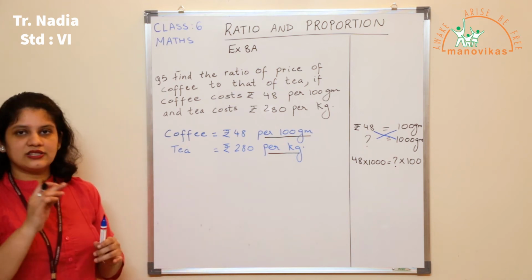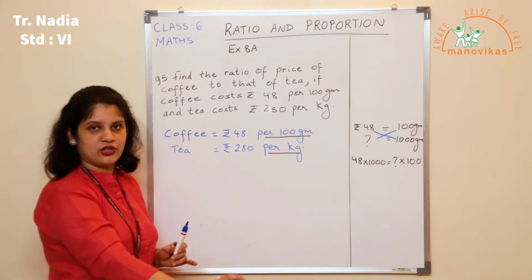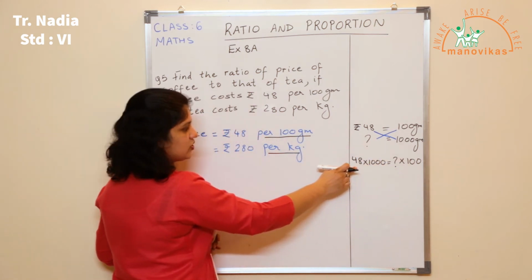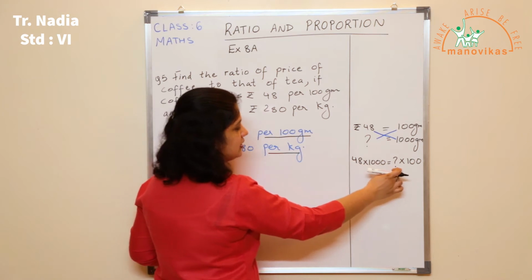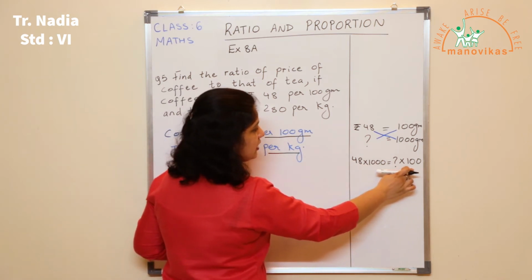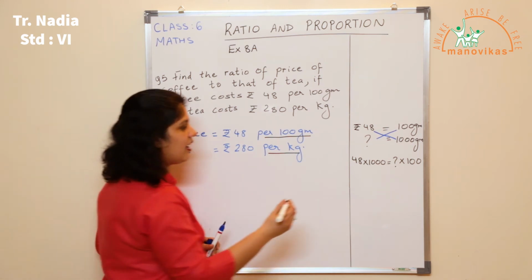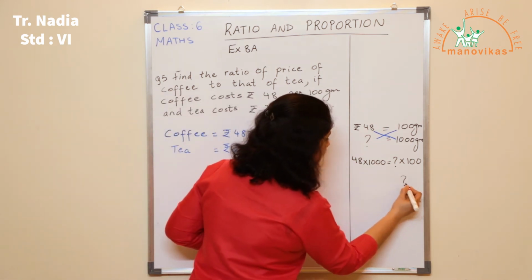Now to find what is the value of the question mark, let the question mark be alone on that side of the equation. On one side of the equation I have 48 multiplied by 1000. On the other side of the equation I have the unknown quantity multiplied by 100. Now let the unknown quantity be left alone here.